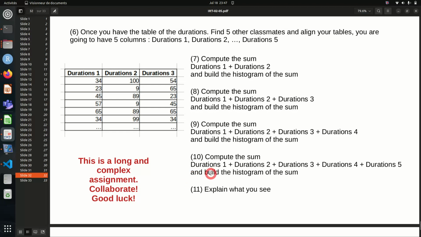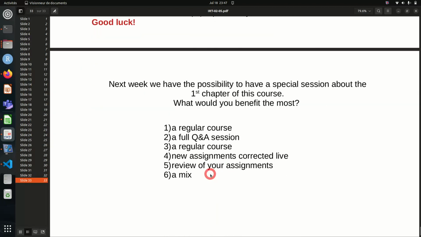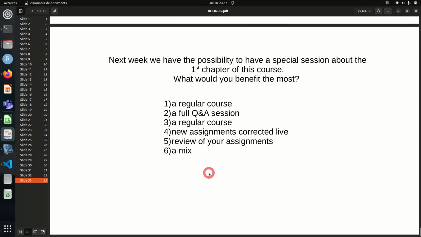So it's a long and complex assignment, so I strongly invite you to collaborate, help each other, ask questions if you need, and good luck. For the next week, we're going to have a special session with questions and answers. We are going to look at the previous lectures and the previous assignments. Take care of yourselves and goodbye. Thank you very much.